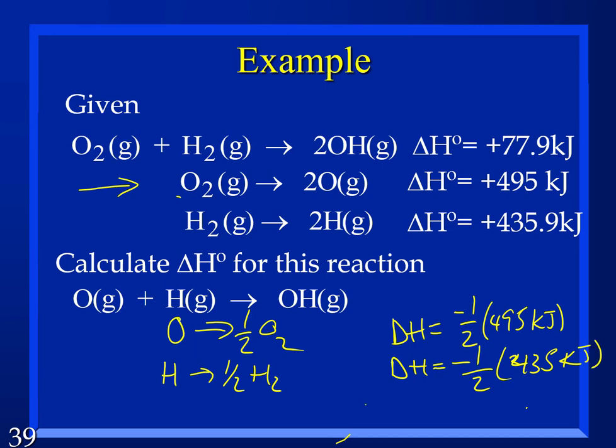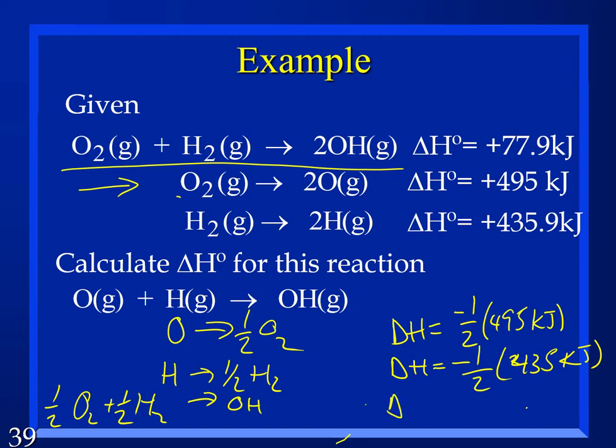And the last thing I want is OH on the other side. The only place it shows up in my equation is up top, and it's on the correct side. I just need to cut it in half because I don't want 2 OHs, I want 1, so that's a half O2 and a half H2. And the delta H for that is going to be 1/2 of the 77.9 kilojoules.